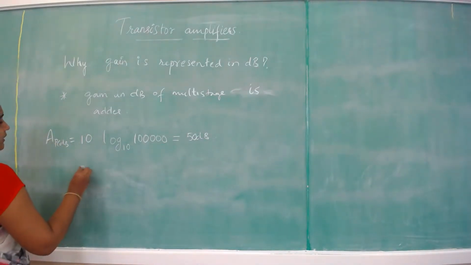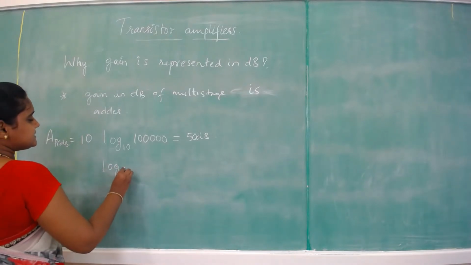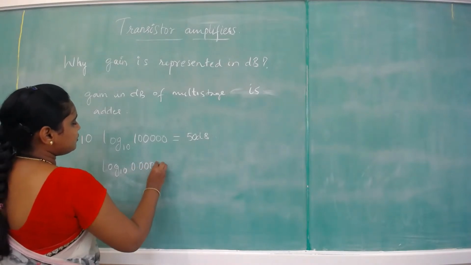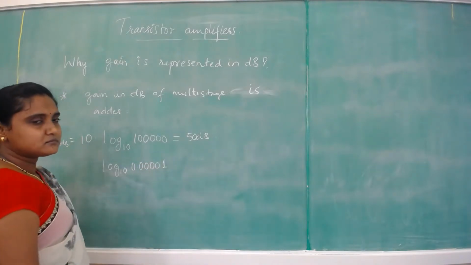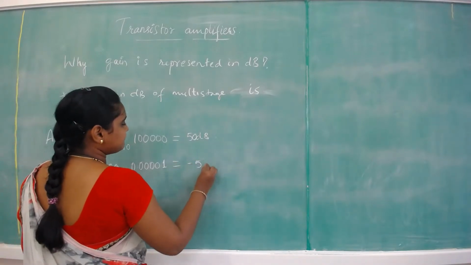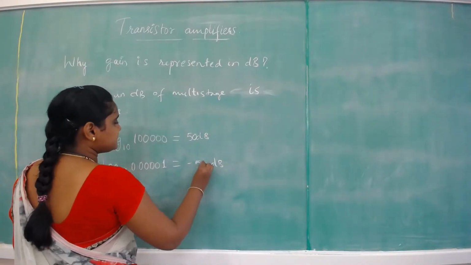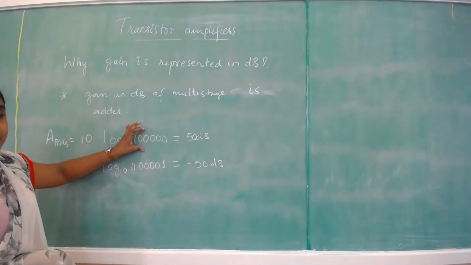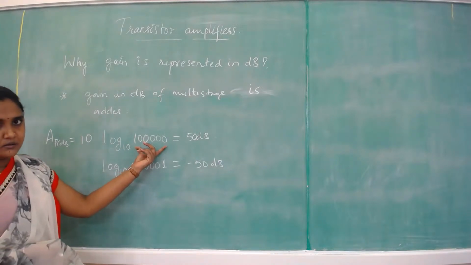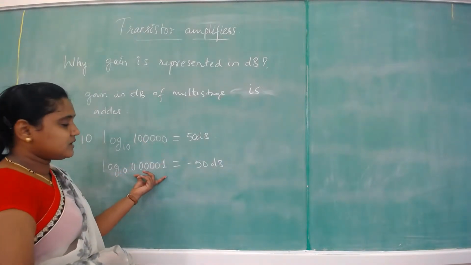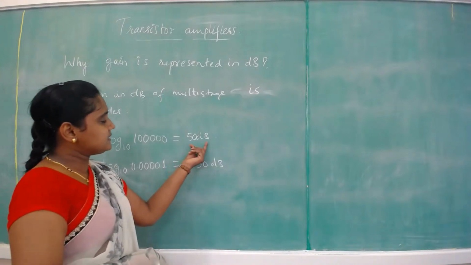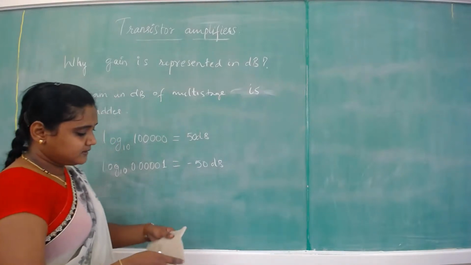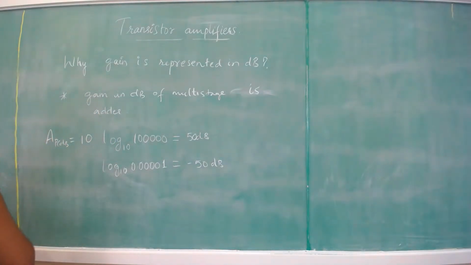And log to the base 10 of 0.00001 is minus 5, so it will be just minus 50 dB. So representing the gain in normal representation takes a very large number, whereas here it can be simply represented by 50 and minus 50. Okay, this is the third advantage.